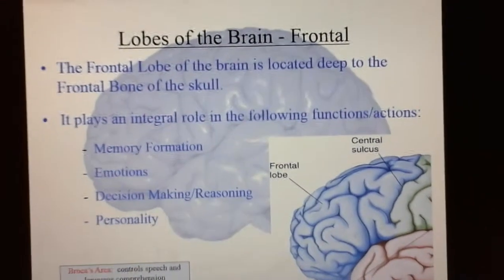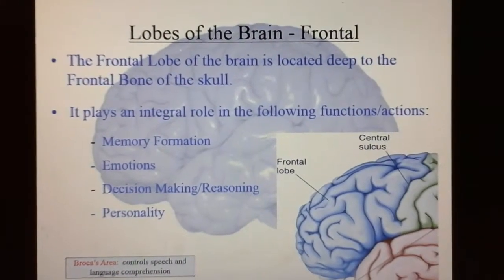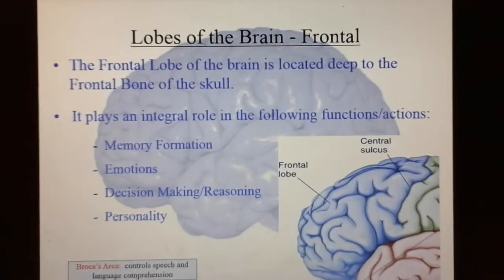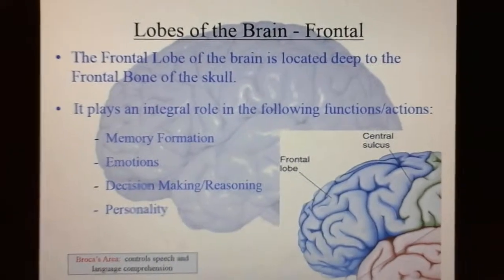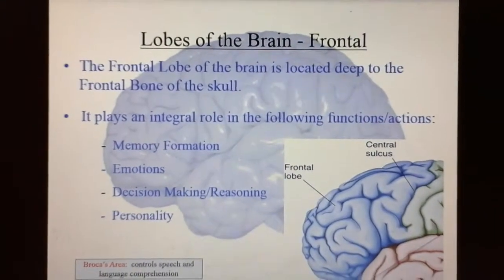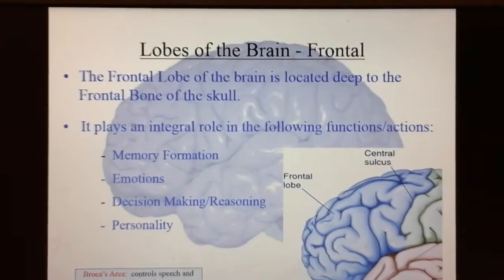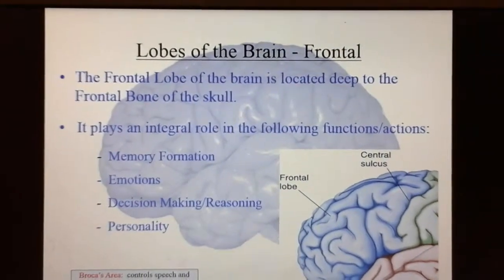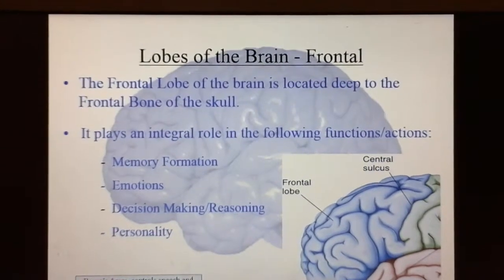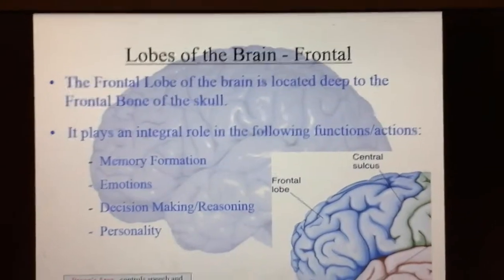And this part of your brain has something to do with personality. A lot of these studies were done on a gentleman named Phineas Gage, and he actually had a pole go straight through his brain. He survived, but his personality drastically changed. He actually became a very sullen, very angry person. So this is one of the first studies that were done on the brain in order to figure out what parts of the brain controlled what.